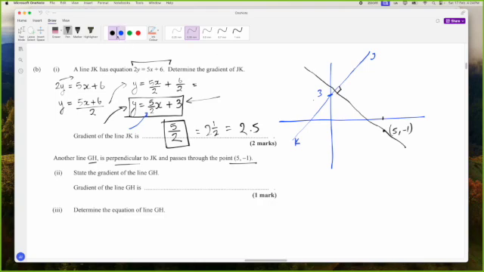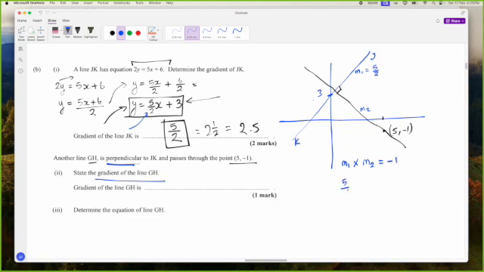And the gradient of the blue line JK, we just worked it out, M1, let me call it M1 because it's the first line we're dealing with. That is 5 on 2. That is the gradient of that line. So state the gradient of GH. Well, GH, we'll call that M2. And they say GH is perpendicular to JK. Right? So in order for it to be perpendicular, M1 multiplied by M2 will have to be minus 1.